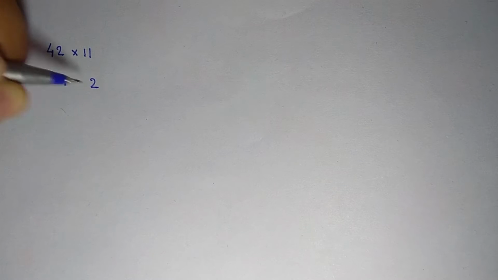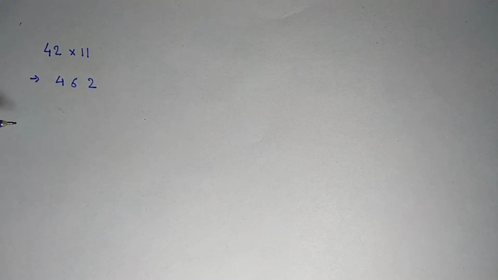So here's a problem, multiplication by 11. It's 42 times 11. Now to do this, what we do is write 4 first and 2 at the end, and in between the sum of 4 and 2, that's 6.